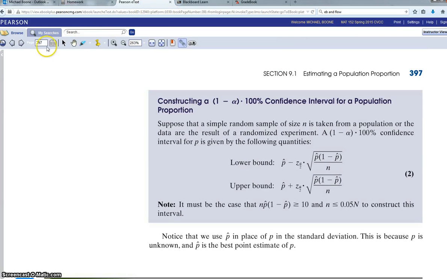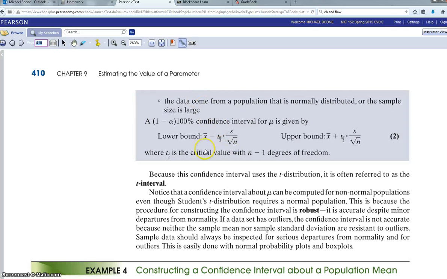In section 2, when we're estimating our population mean, I think these are on 410. Similar formula, right? We have our sample mean minus some margin of error, and we have our sample mean plus some margin of error. Now this one is involving the t-distribution. The t-distribution is very similar to a z-distribution. It's just dealt with smaller samples, so make sure you read about the t-distribution.